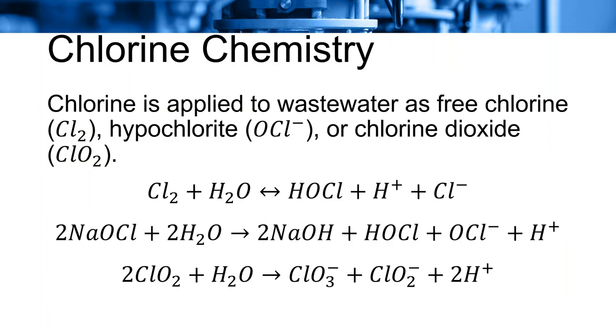So here's a little bit of chlorine chemistry. Chlorine is typically applied to wastewater as free chlorine, hypochlorite, or as chlorine dioxide. Free chlorine will typically be in the form of gas or liquid, and then hypochlorite is in the form of a liquid or a solid, and then chlorine dioxide is also a liquid.